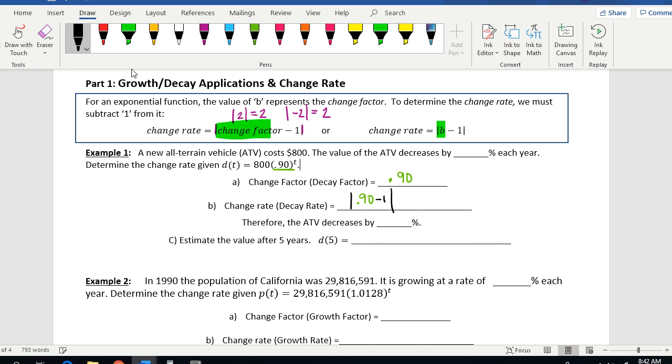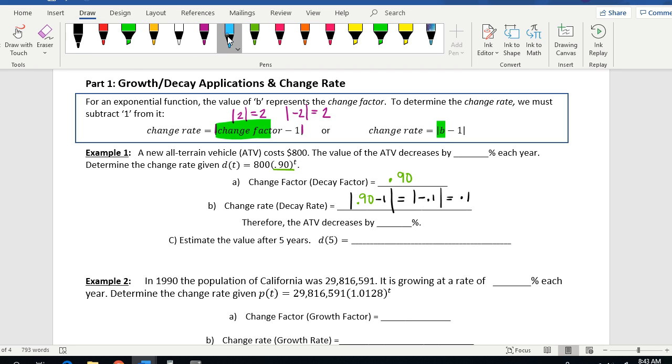So this is always your little formula. And 0.90 minus 1 is actually negative 0.1. So that's why I want this absolute value, because I actually want just 0.1, a positive 0.1. So my change rate is 0.1.